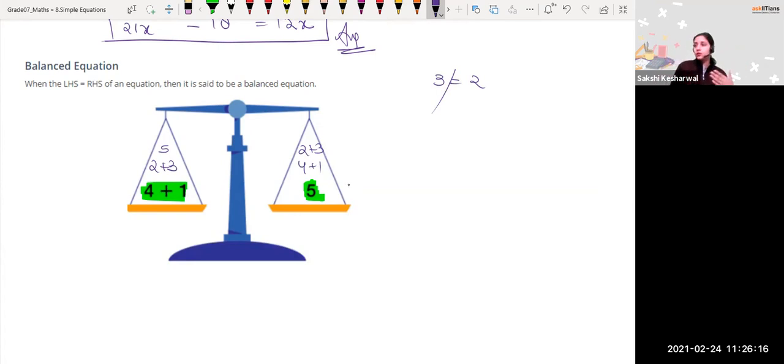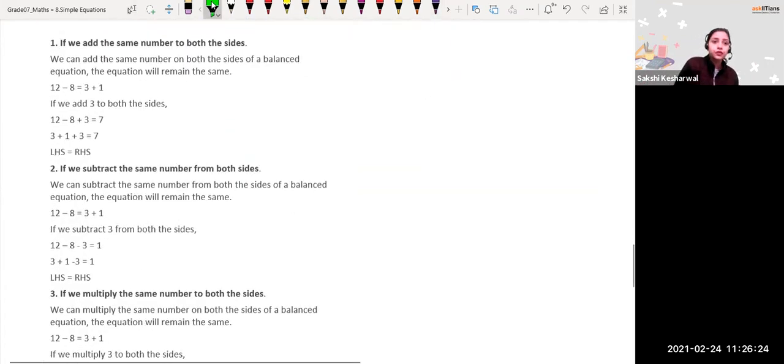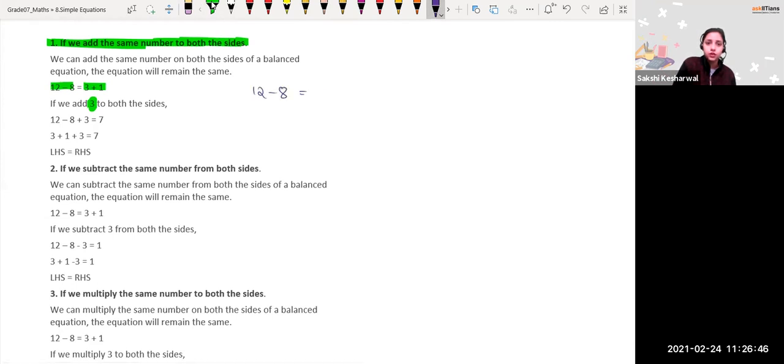So there are certain criteria under which, when you balance the equations, they remain the same. The first thing is, if we add the same number to both sides, the example is very clear, I don't need to explain. It says that 12 minus 8 is equal to 3 plus 1. 12 minus 8 is 4, and 3 plus 1 is again 4. So 4 is equal to 4. Now if you're going to add 3 on both sides, it will be 12 minus 8 plus 3 is equal to 3 plus 1 plus 3, right?